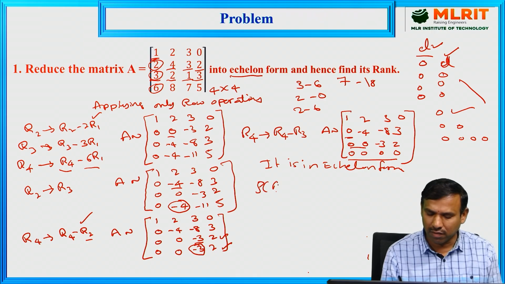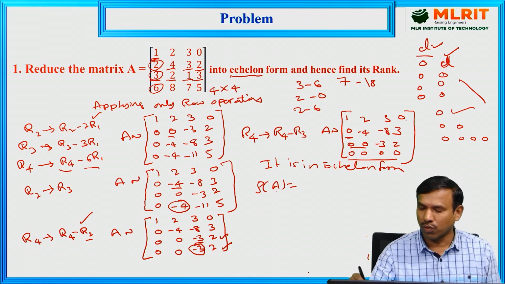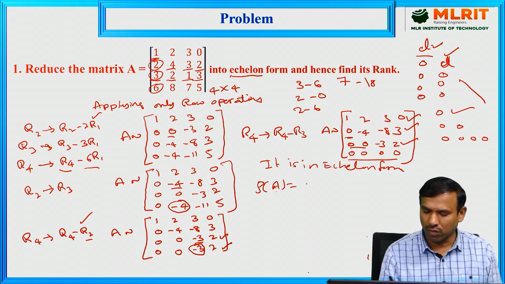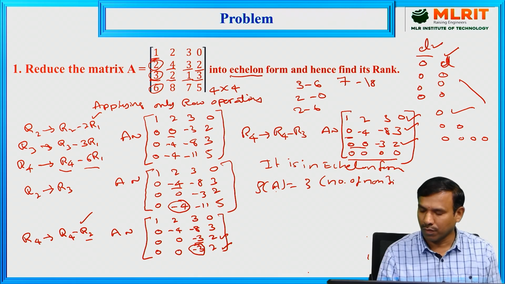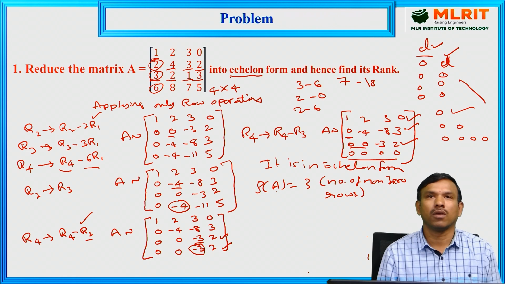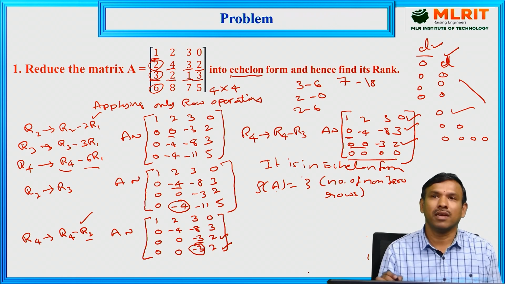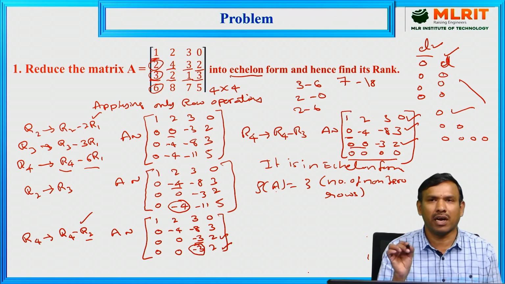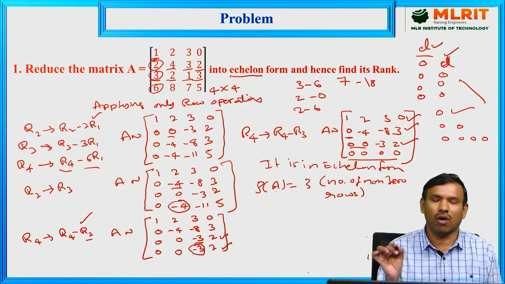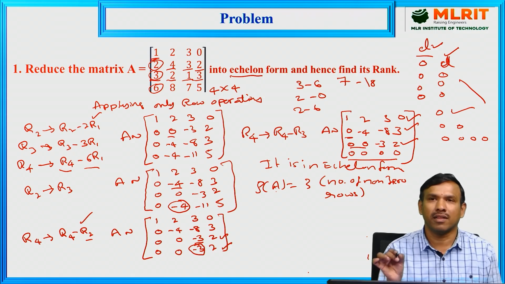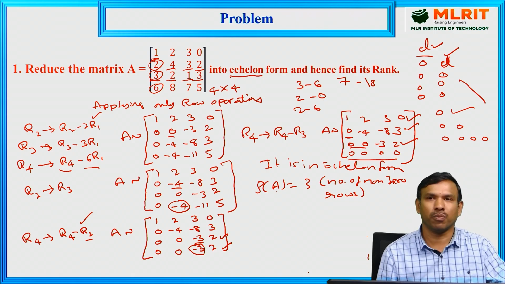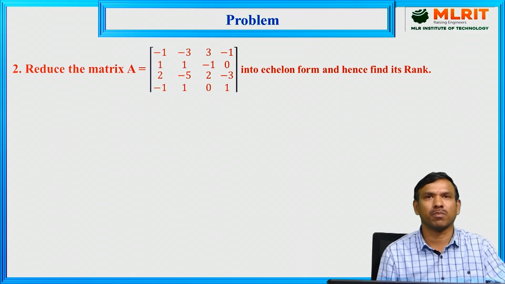What is the rank of the matrix? Number of non-zero rows: 1, 2, 3. So 3. You can write that as a conclusion also: number of non-zero rows. So that is the rank of the matrix. It means in the matrix we have only 3 linearly independent rows, and one row is a dependent row that was made 0. So how many non-zero rows are there? 3 are there. That is the rank of the matrix. Right? I hope you understood. We can go for the next problem.